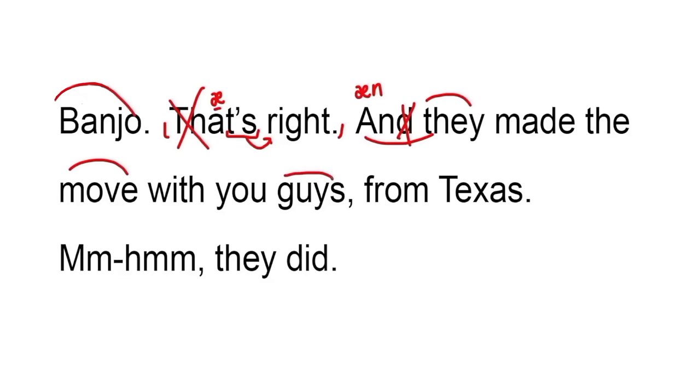A little stress there. From Texas. So the stressed words, more clear, more time, up, down, shape of stress. The unstressed words, flatter in pitch, said more quickly, less important. And they made the move with you guys from Texas. The word from reduced, it's not from, but from Texas. So the vowel changes to the schwa, so we can say that word really quickly.